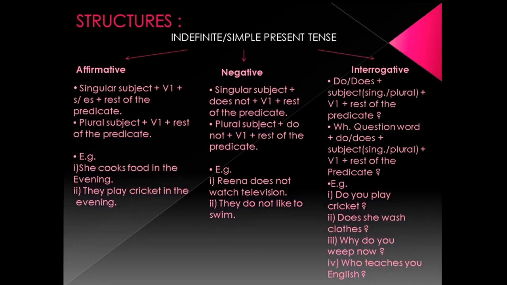Now look at the example here. WH question word. Why do you weep now? Who teaches you English? So here you can see that these are WH question words, and here you will use do or does according to the subject, whether it is singular or plural. The subject and verb must agree. Then you will have the V1 form of the verb and finally the rest of the predicate.